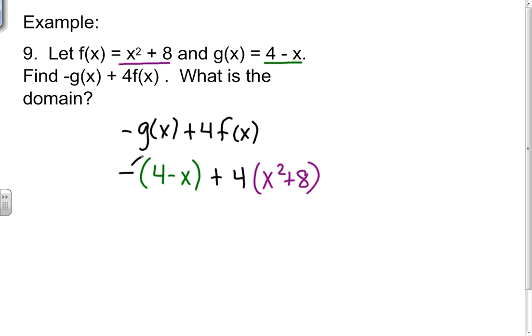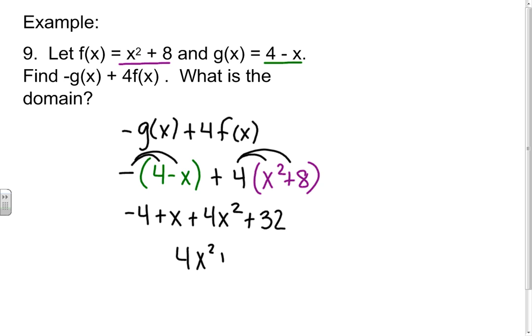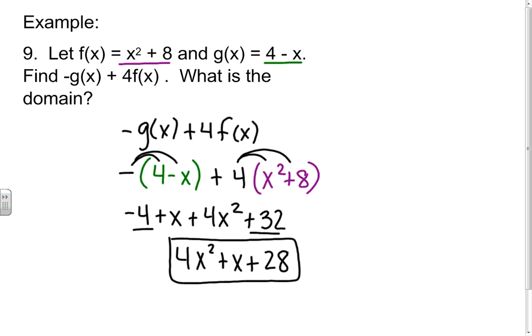In this first set, I'm going to distribute a negative, which gives me -4 plus x. And in the second, I'm distributing a 4, which gives me plus 4x squared plus 32. Combining like terms and in standard form gives me 4x squared plus x, and -4 and 32 gives me 28. Again, for my domain here, I just have x as an element of the reals with no restrictions because there's no division and there are no square roots.